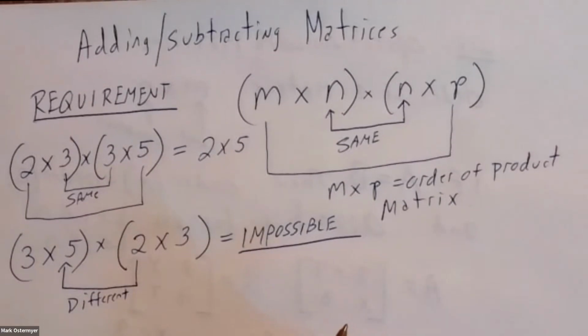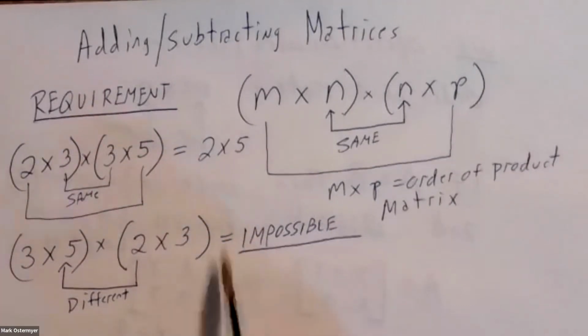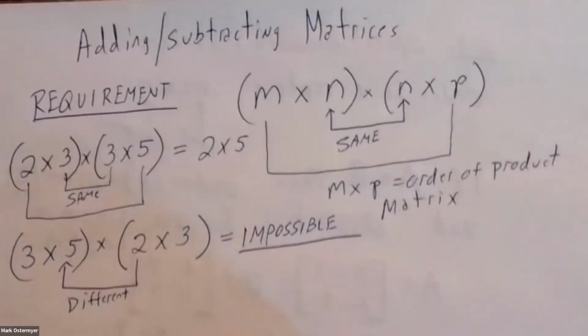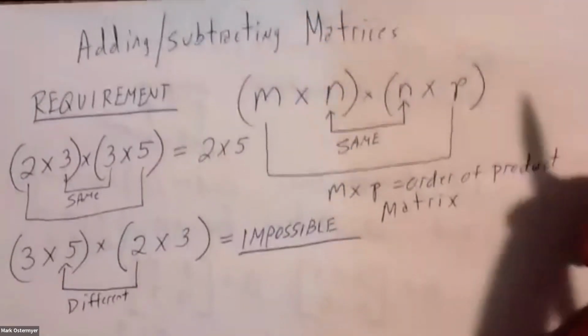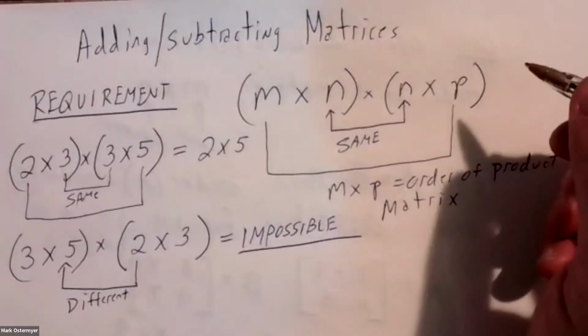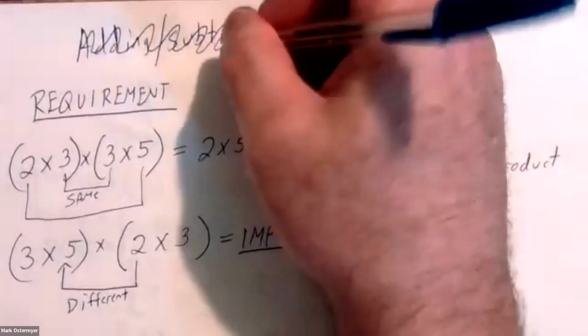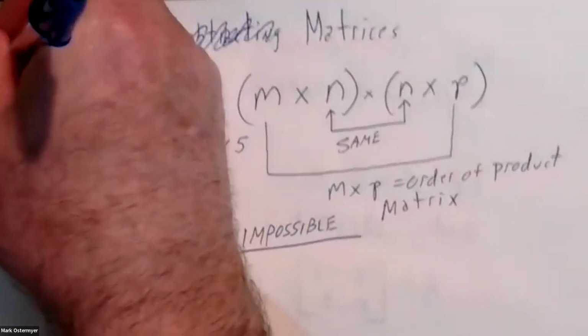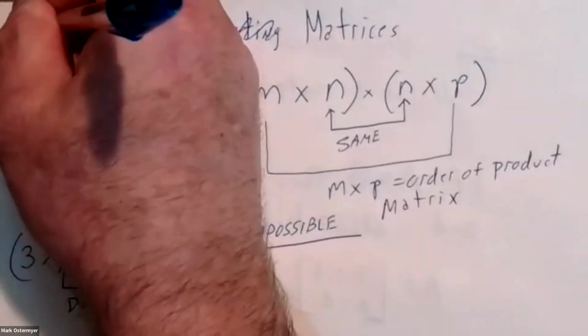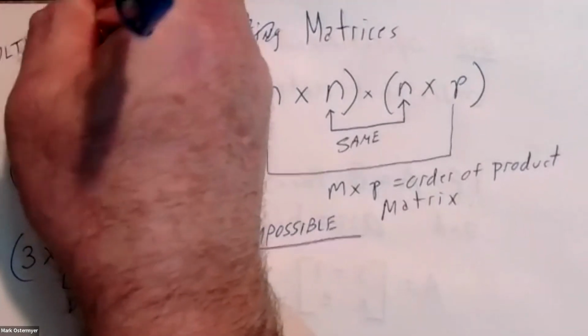Now, this, ladies and gentlemen, what I just went over here, ironically, is not the requirement for adding or subtracting matrices together. It's the requirement for multiplying matrices together. So this is not correct here. And we will come back and revisit multiplication a little bit later on. This is for multiplying matrices together.